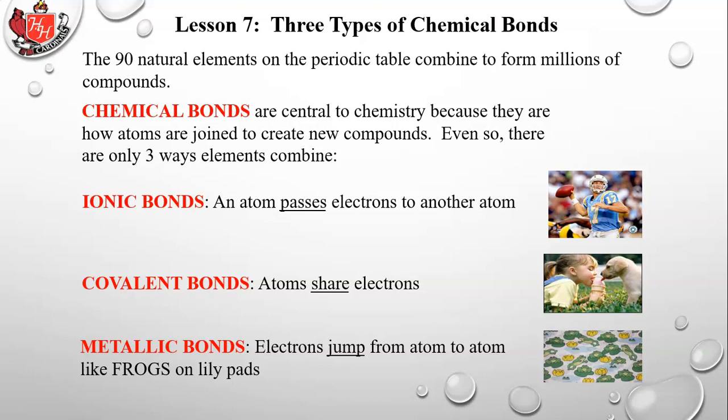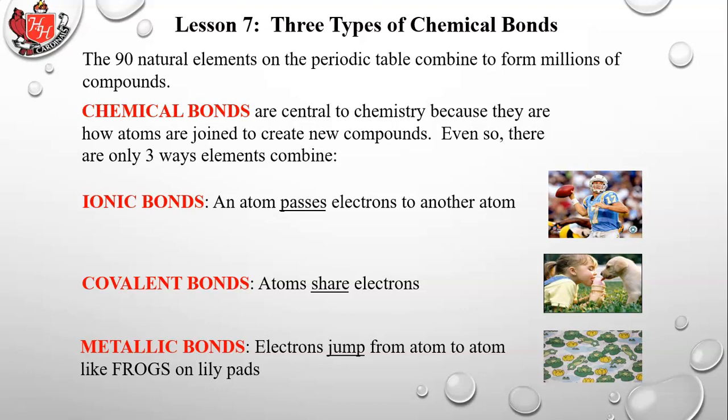To me, there are two amazing facts about chemistry. One is that there are only 90 natural elements in the entire universe. You can fit them all on a single piece of paper. We call that the periodic table. That's one of the two amazing facts. The other one is they form tens of millions of compounds.